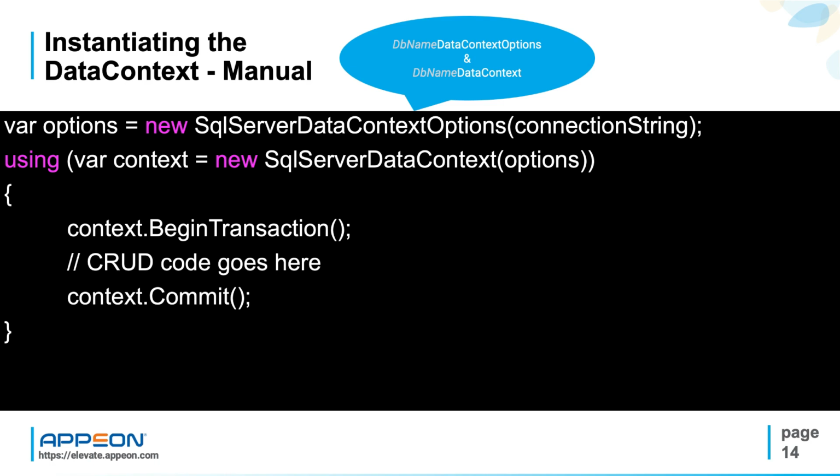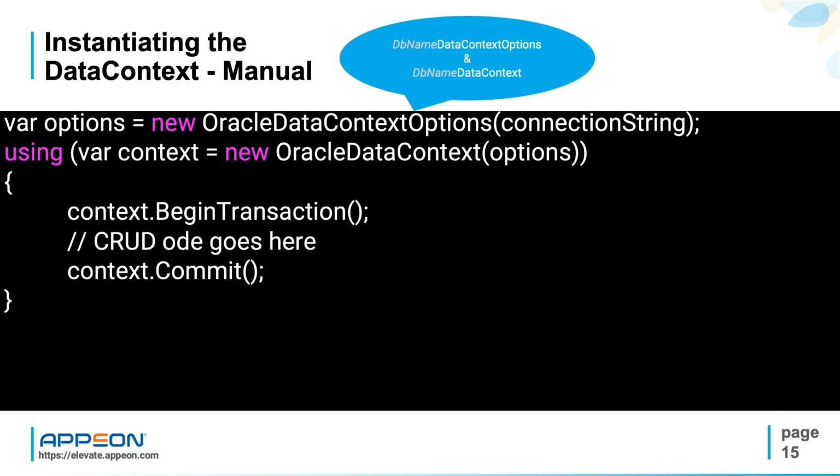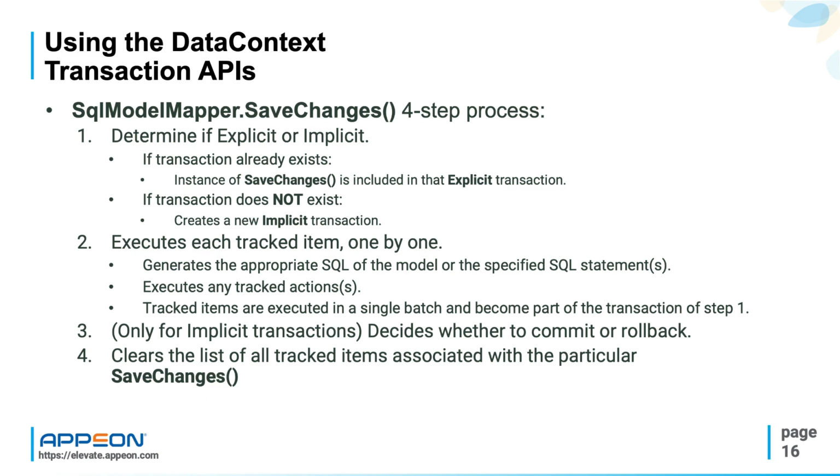Next, we can see an example of source code behind the manual instantiation of the data context. In this example, we're actually doing a begin transaction and a commit. And you'll notice that the main difference is that the database name comes first of the data context options and the data context itself. The data context performs the transaction API operations in a four-step process.